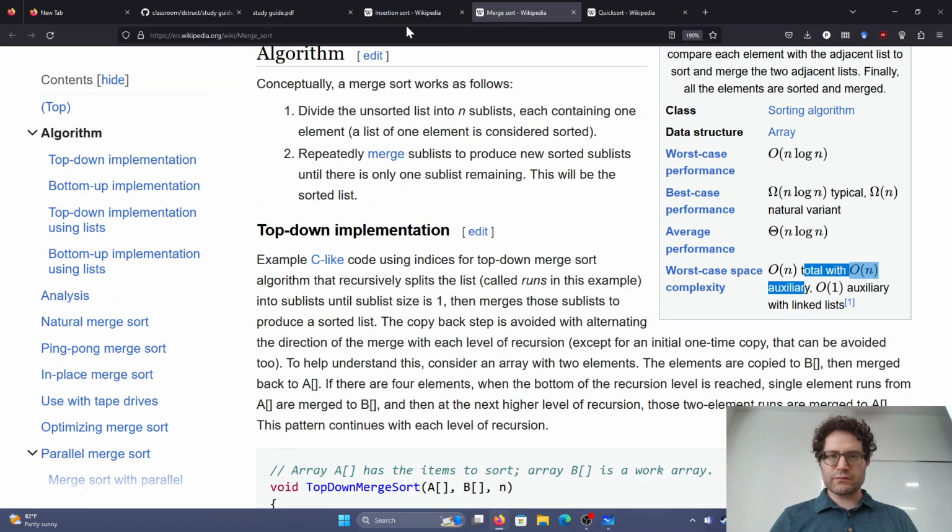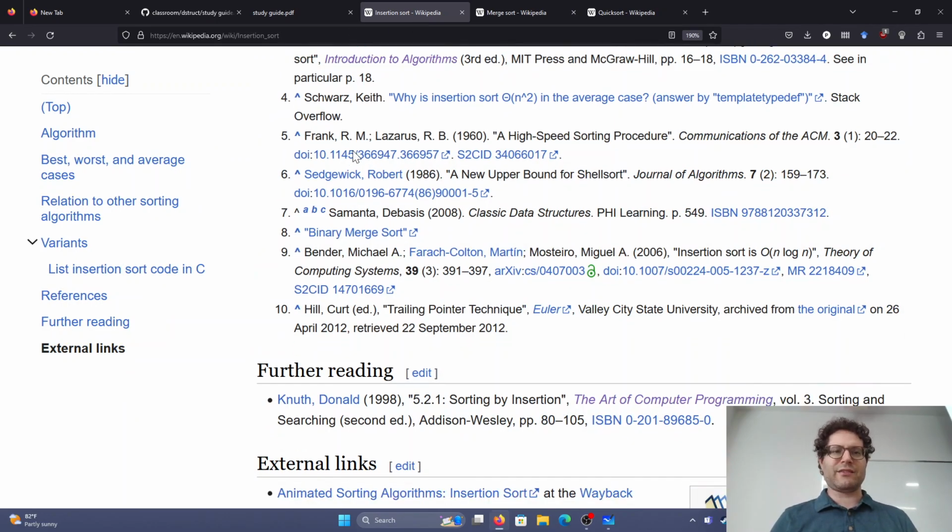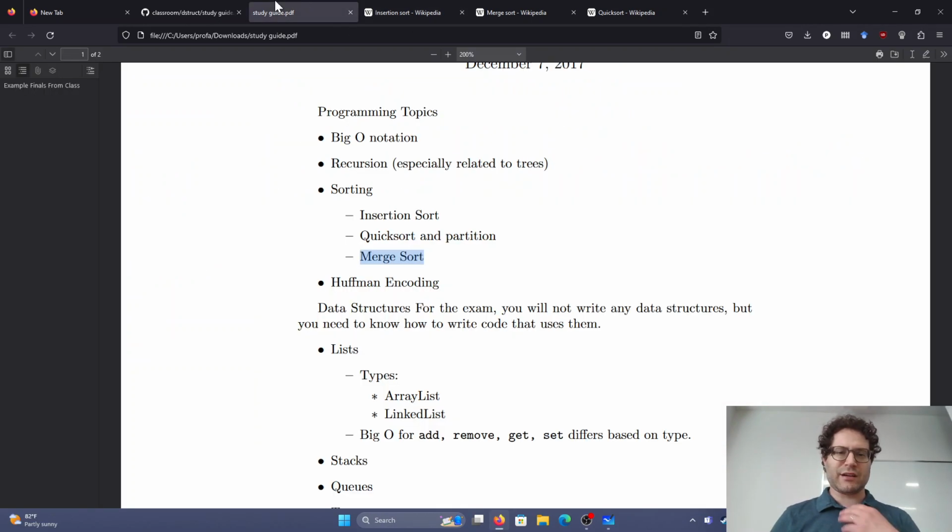So merge sort has that disadvantage of that. Huffman encoding, right?